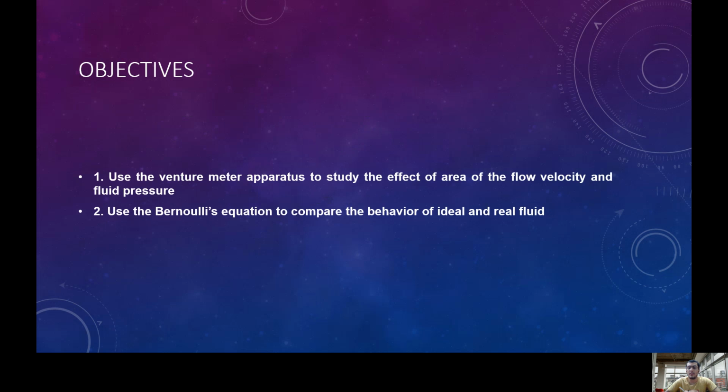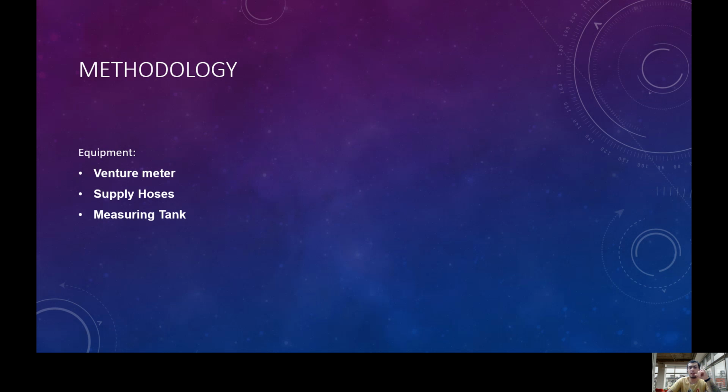So in our experiment, we have two main objectives. First, use the Venturi meter apparatus to study the effect of area on the flow velocity and the fluid pressure. The second one is to use the Bernoulli equation to compare the behavior of ideal and real fluid. So we have three main pieces of equipment: Venturi meter, supply hoses, and measuring tank.